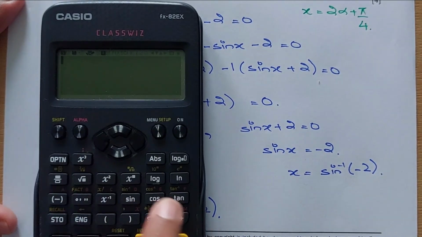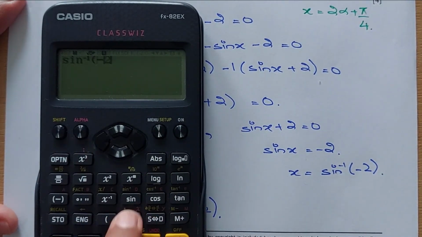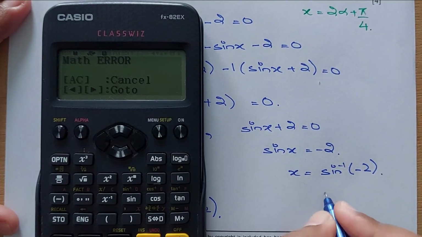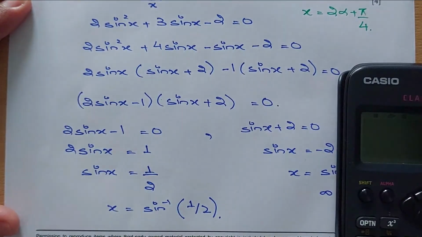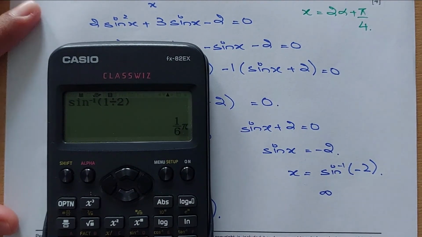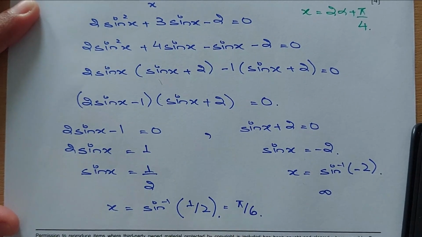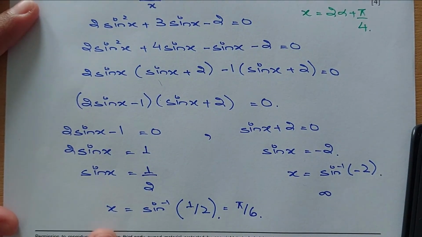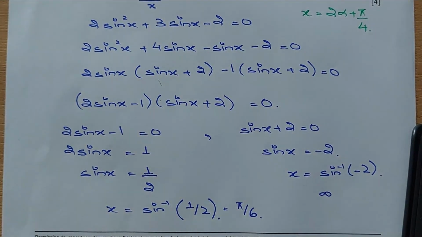So sine inverse, the calculator is in radians, sine inverse of minus 2 is infinity, right? This is undefined, so we can't use this x value. Now sine inverse of 1 by 2 is pi by 6. The x value is pi by 6, and the sign is positive here. So let's see in which quadrant sine is positive.